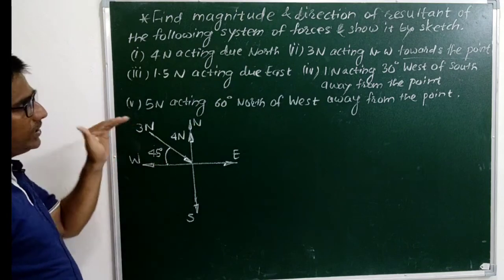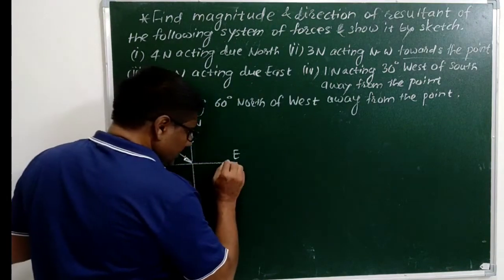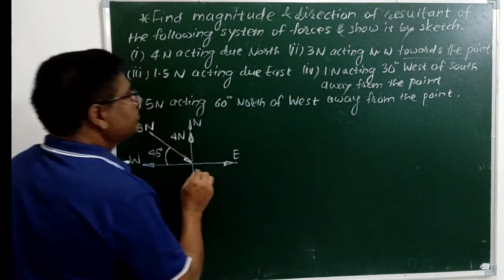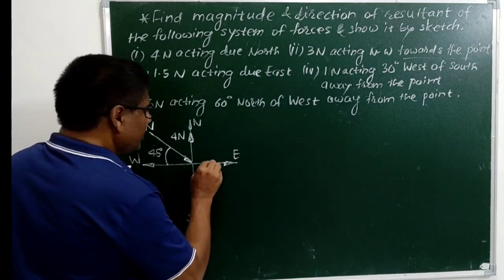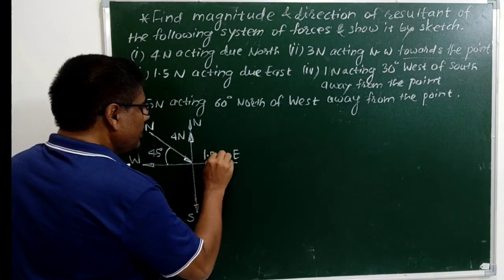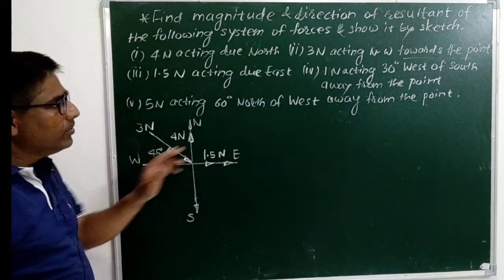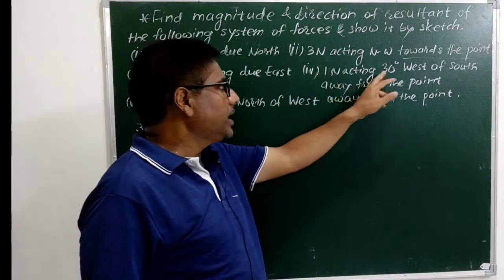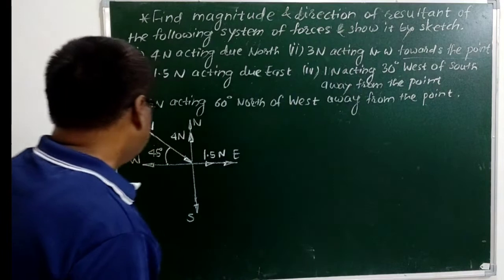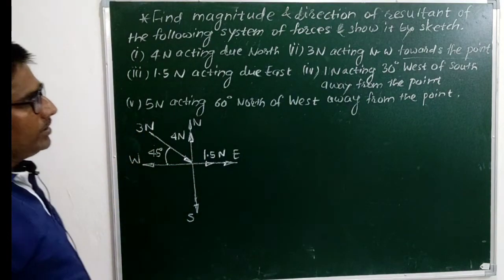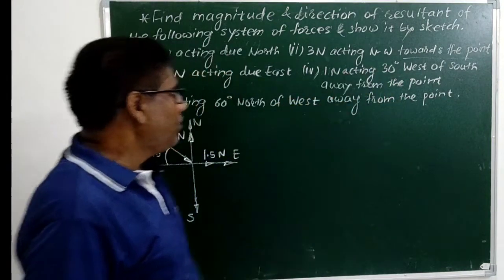Third force is acting due east, means it is acting along this east direction. Its magnitude is 1.5 Newton, acting due east. Fourth force 1 Newton acting 30 degree west of south and away from the point.